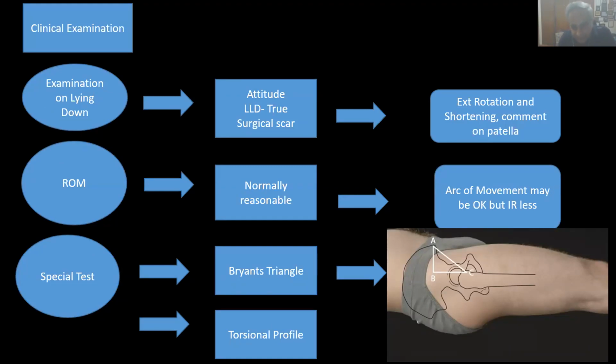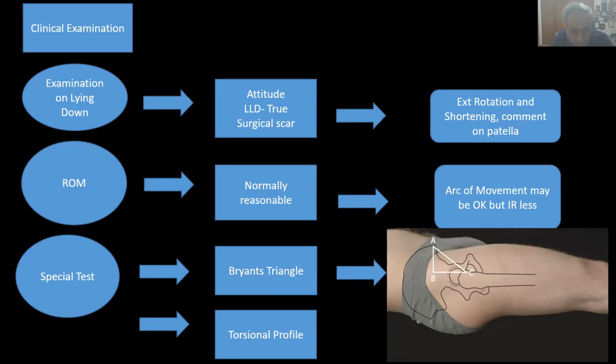And the leg, as I said, will be externally rotated, and you're going to have some amount of shortening, which you can see, and it's going to be a true shortening. And remember, you've got to actually measure the amount of shortening which is there. Do comment on the level of both patellas, and look at the surgical scars. In the present age, it's unlikely to see a patient who doesn't have a surgical scar somewhere or the other.